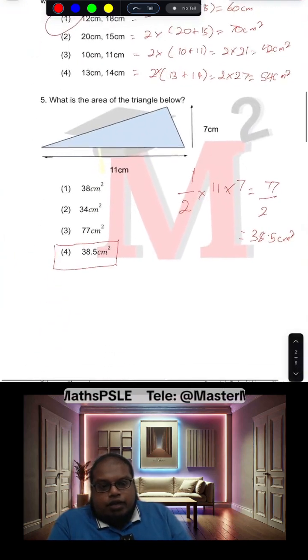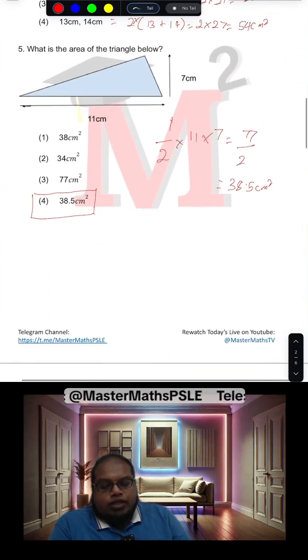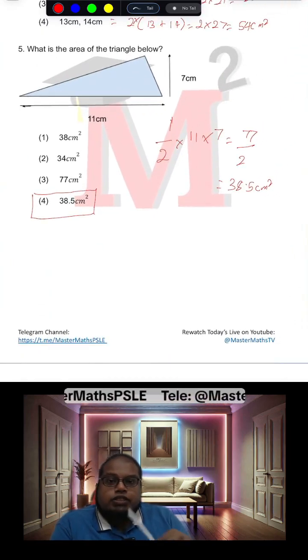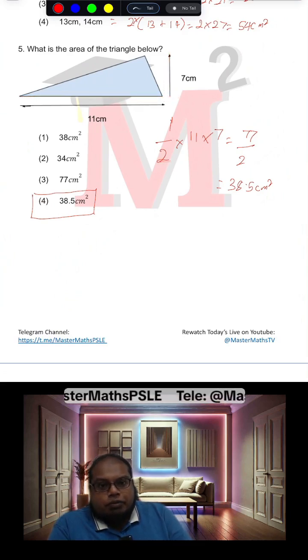Alright, any questions you have, feel free to put in the chat. And then, what is the area of the triangle below? This is the base, and this is the height. That's why it's half times 11 times 7. So 11 times 7 is 77, divide by 2, we will get 38.5.